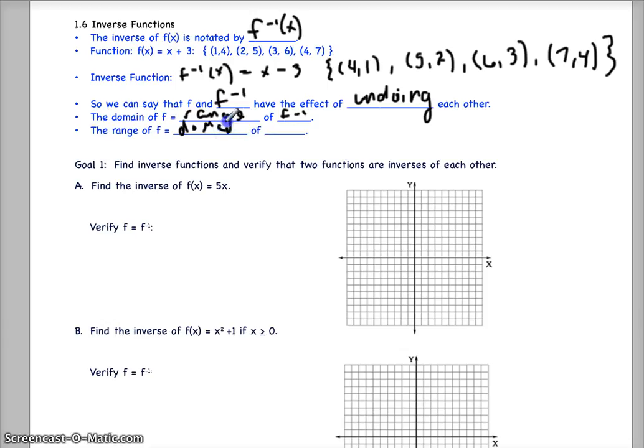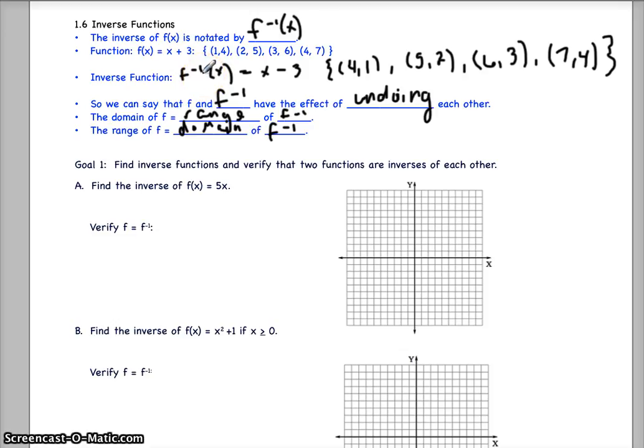And y'all please forgive me for this being sloppy. Something's wrong with the slate that I write on, and so it's very difficult to write on this, so I apologize. I see that the range of f, 4, 5, 6, 7, is the domain of f inverse, 4, 5, 6, 7. So what happens to the domain and the range when we switch from the function to the inverse function? Well, the domain and the range trade places.